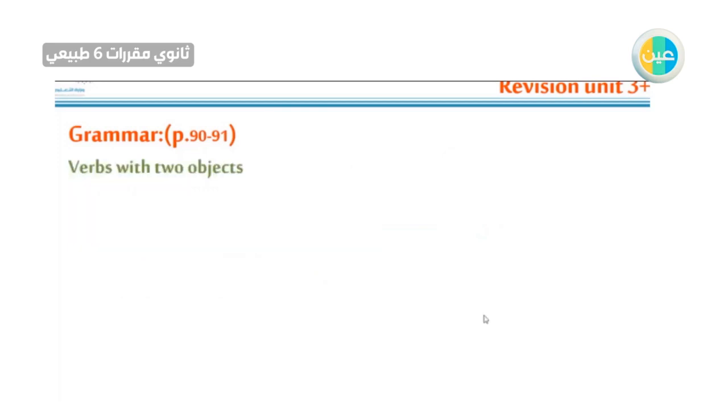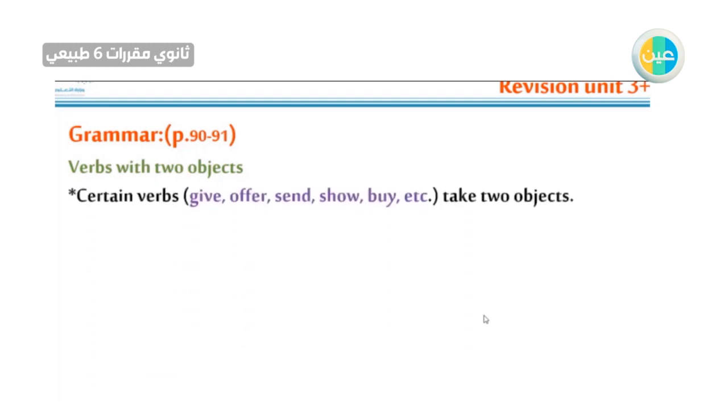Okay, you have another rule which is verbs with 2 objects. Okay. Certain verbs like give, offer, send, show, buy take two objects, not just one object. Not one object, two objects.